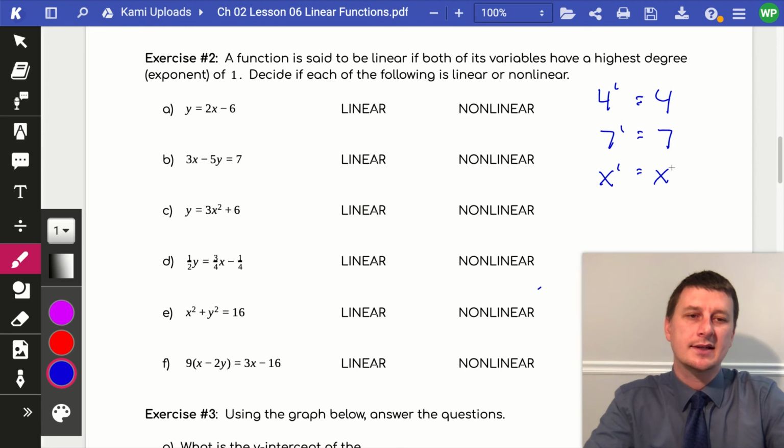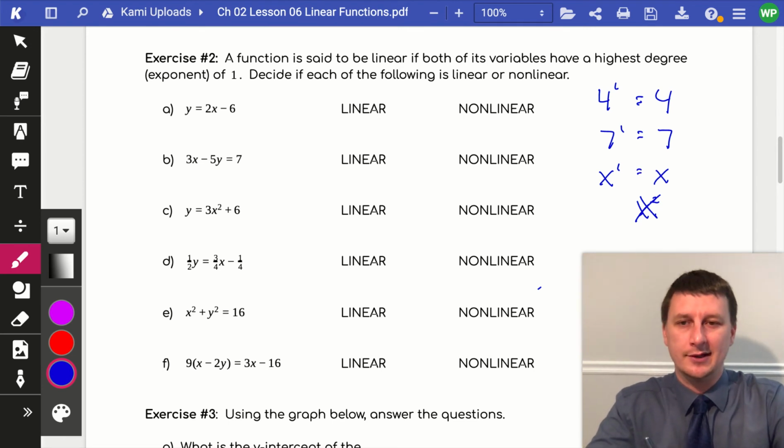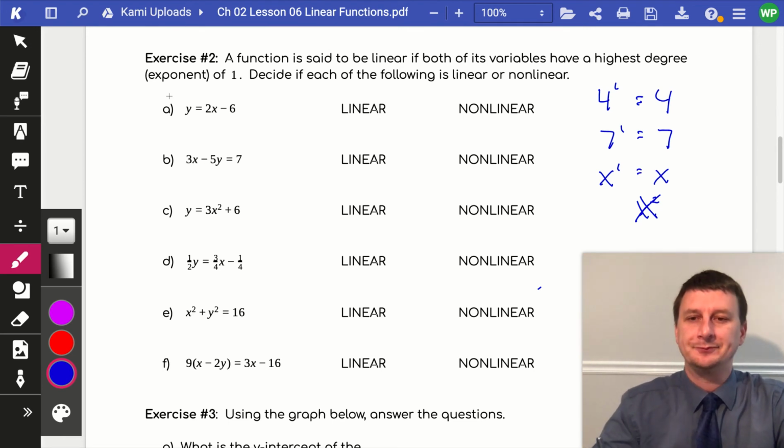If we see an x with a 2 on it, that's higher than a first degree polynomial. So we're going to focus on just looking for if it has an exponent of 1, it's linear. If it has a higher exponent than 1 or lower exponent than 1, then it's nonlinear. So let's take a look at part A.